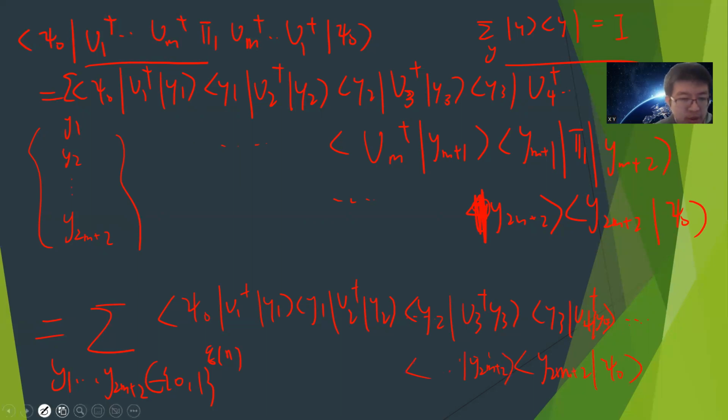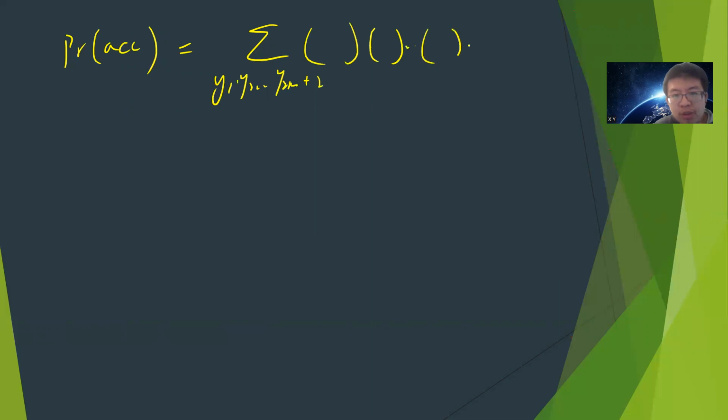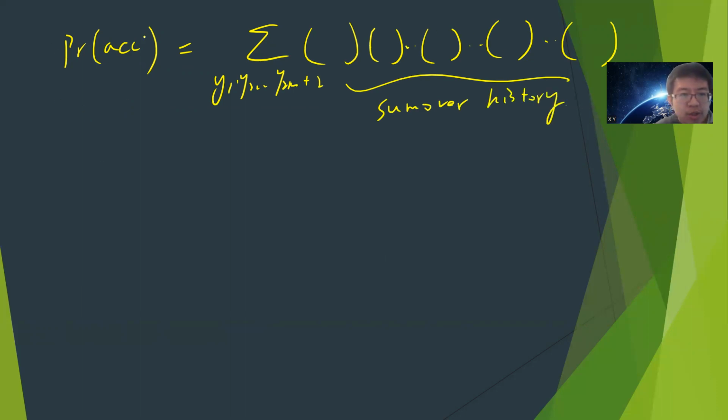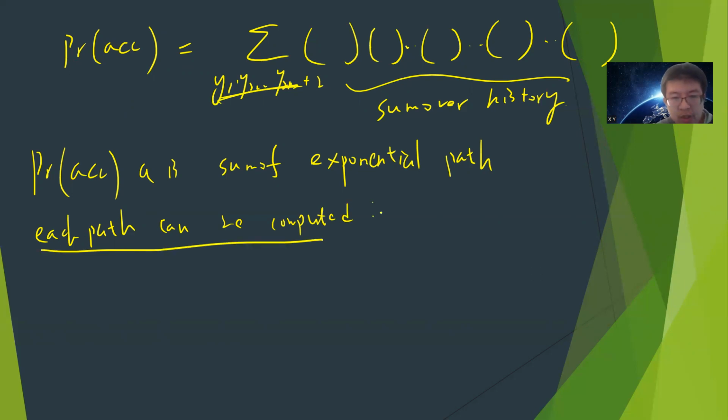Okay, so notice that now I can imagine the probability of accept is the sum over y_1, y_2 up to y_{2n+2}, and there are lots of inner products here. This is called the sum over histories. So you can see your accepting probability is basically a sum over exponentially many paths. And notice that each path can be computed: once you fix y_1, y_2 up to y_{2n+2}, each path can be computed in polynomial time.